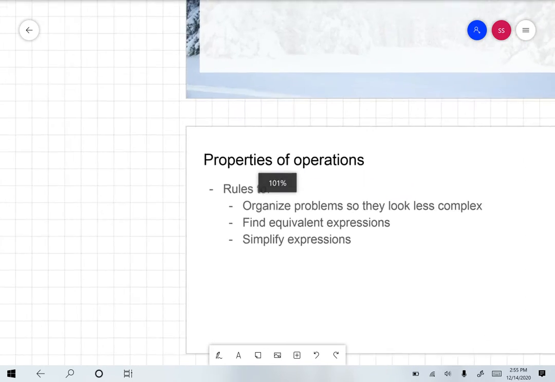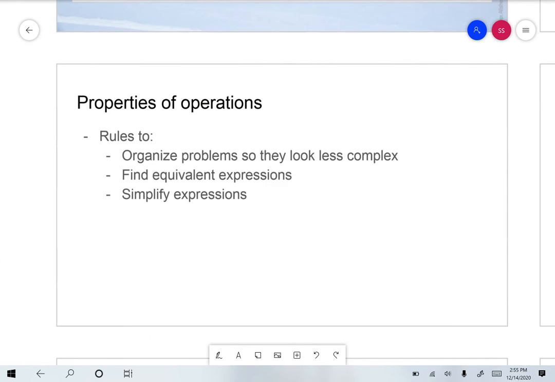So we're going to be talking about several different properties of operations today. But I wanted to talk about what properties of operations means. Basically, they are just rules that help us organize problems so they don't look as scary or complex. They also help us find equivalent expressions, and they help us simplify expressions. And all of this will actually make a lot more sense when we go into these in a lot more detail after Christmas break when we start Module 3.